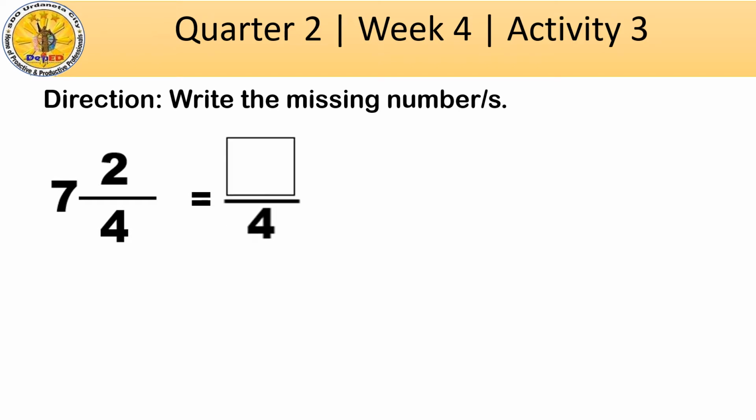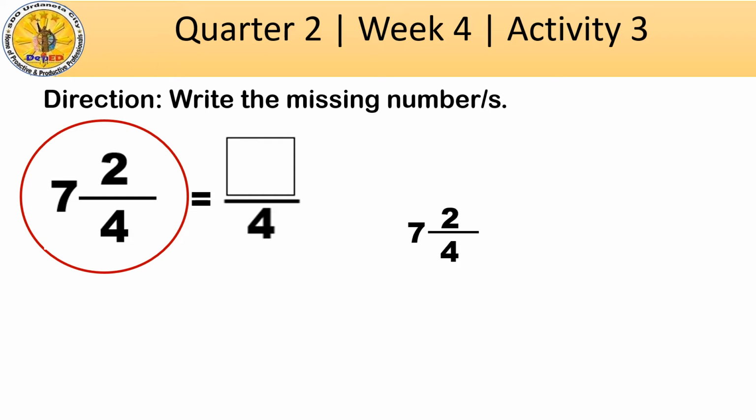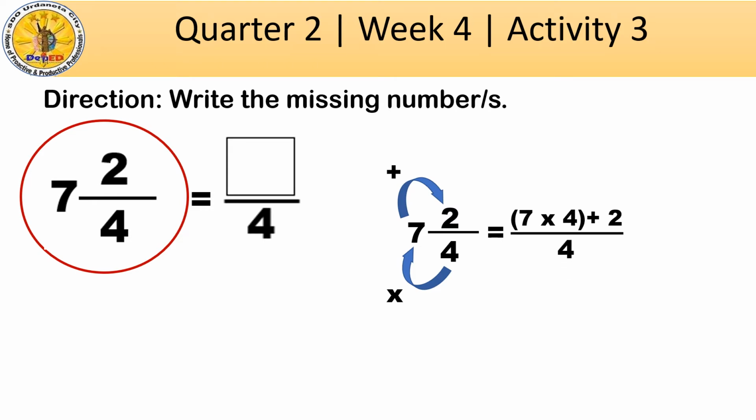7 2/4 is equal to blank over 4. The missing number is the numerator. With this example, we need to change the mixed number to an improper fraction to find the missing number. To do this, let us multiply the whole number 7 by the denominator 4. After multiplying, add the product to the numerator 2. So we get 7 times 4 plus 2. Just simply copy the denominator 4.